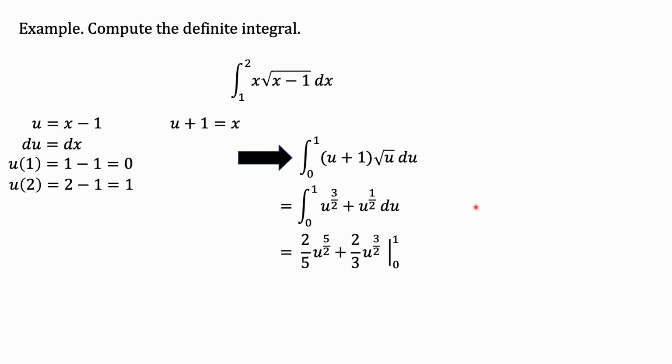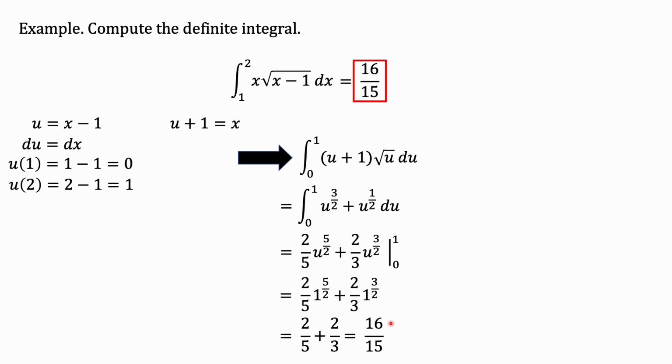Now we just compute. So we apply the antiderivative power rule. We write our vertical bar there, that is the definition of the definite integral now. And then we plug in our limits. I didn't plug in the 0 because when you plug 0 into any of these powers, you just have 0. 1 to these powers is just 1 each. So actually, this is just the sum of 2/5 and 2/3, which turns out to be 16/15. And that's the answer to this definite integral.